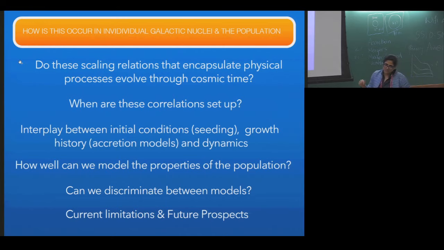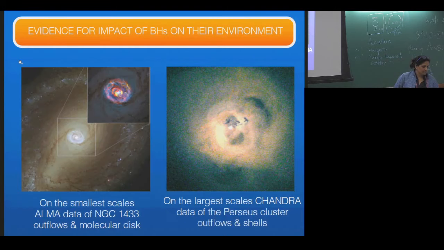And ultimately, of course, can we discriminate between models, right? That's the key question. If you can't discriminate between models, what's the point of building so many models? And then I'll talk a little bit about the current limitations and future prospects.